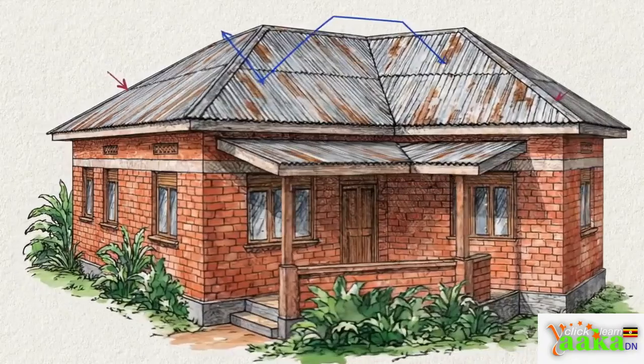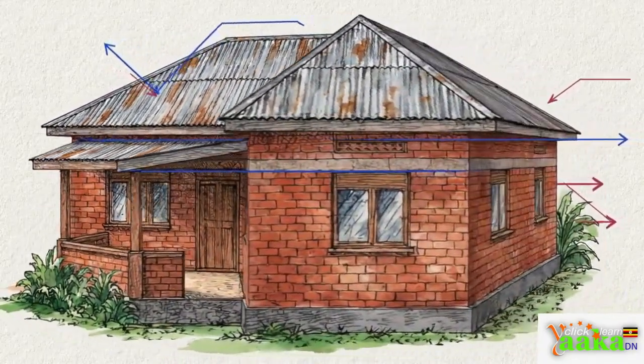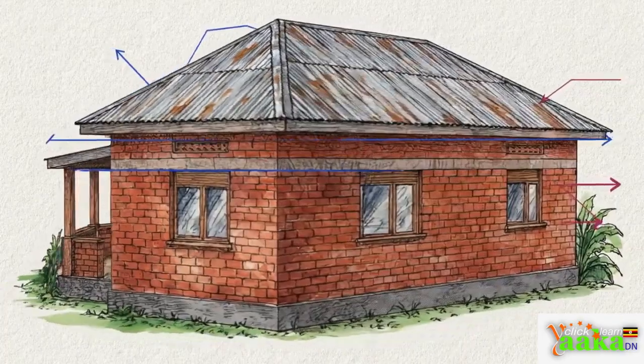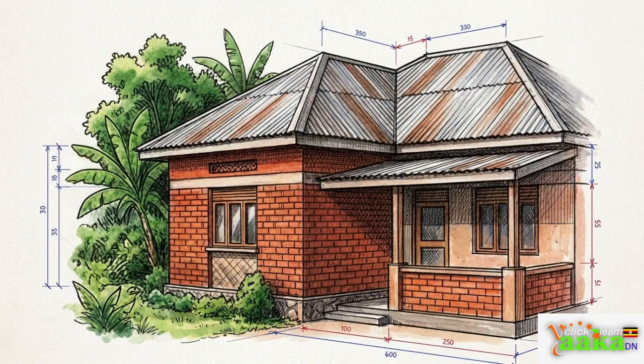Look at this realistic 3D render of a standard Ugandan brick house. It gives you a great sense of the final product. But if you handed an artistic sketch of this design to a foreman on a construction site, they couldn't actually build it. A sketch captures a mood, but it lacks exact mathematical data.